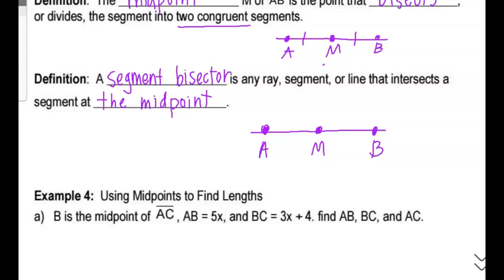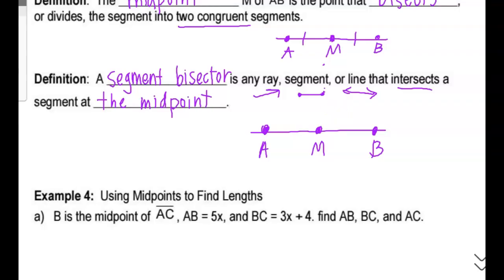Okay. What does intersect mean? Cross. Goes through, okay? What is crossing? Any what? Ray, segment, or what? Line. And where is it crossing at? Midpoint. The midpoint. So don't draw this yet. If a ray is crossing the midpoint, intersecting, then it would look like this.